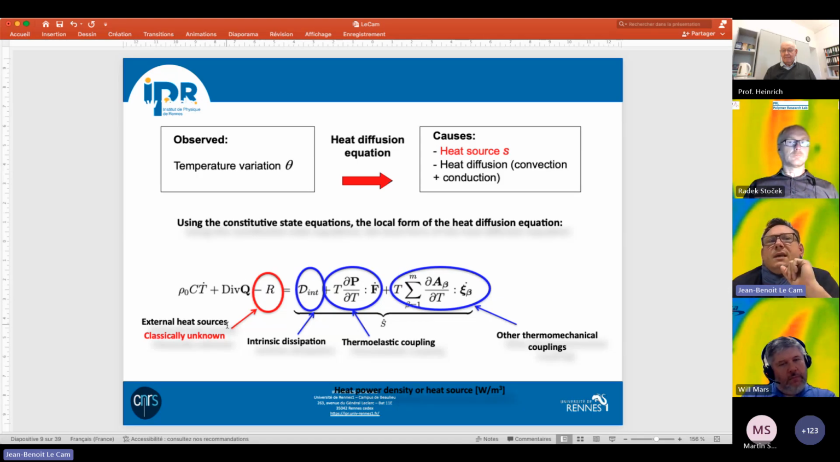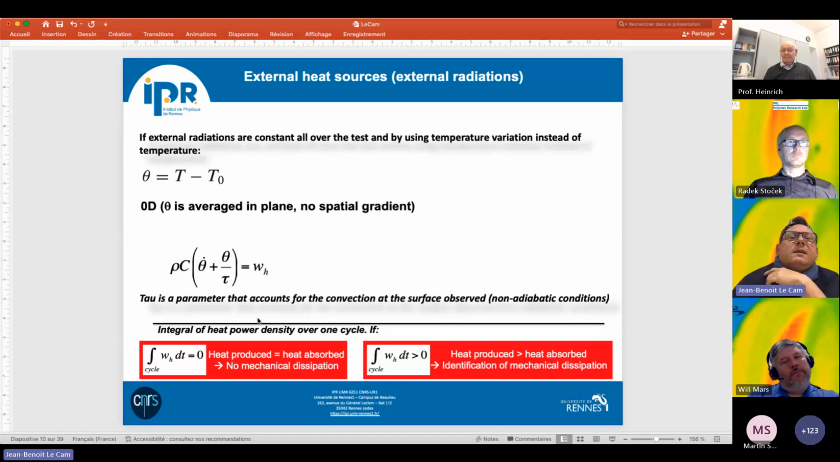The condition is that you know the external heat sources here, but it's very difficult to evaluate during our experiments. But what we can do is prevent variation in these external radiations, so they are kept constant during the test, and by using temperature variation instead of temperature, we can remove it from the heat diffusion equations. Okay, so this is the first point.